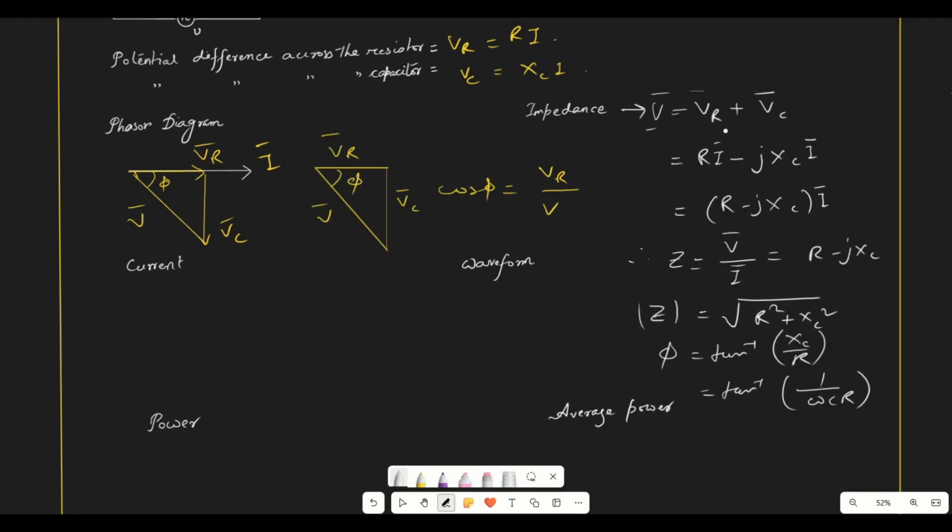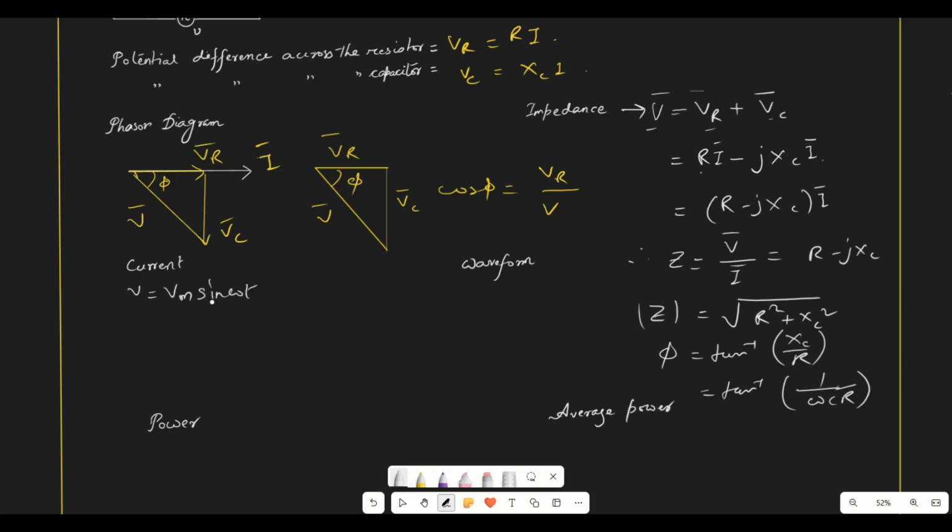Impedance: V equals VR plus VC. Here VR is R into I, and VC is minus j XC into I. Taking I common, we have R minus j XC, so Z equals V by I, which is R minus j XC. The magnitude will be given by root of R square plus XC square, and the angle will be tan inverse of XC by R. We have determined in earlier classes that the value of XC is 1 by omega C, so the angle will be tan inverse of 1 by omega CR.